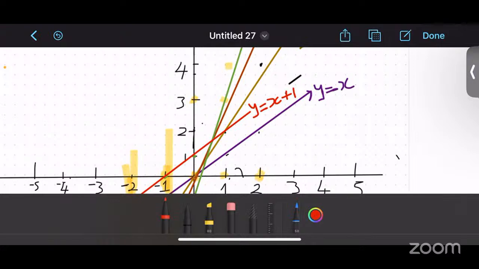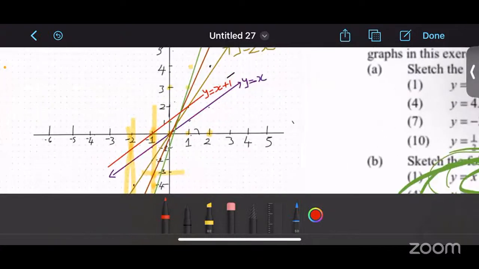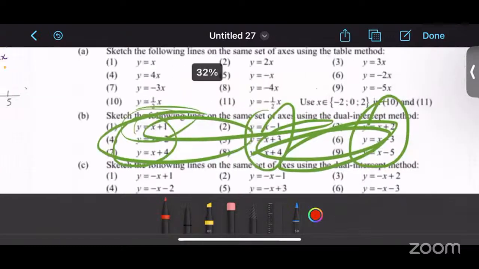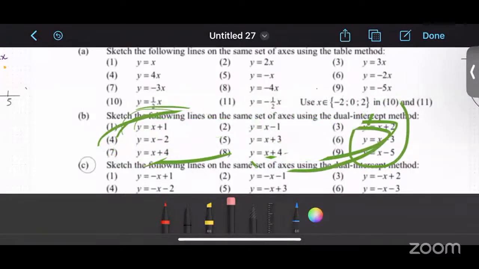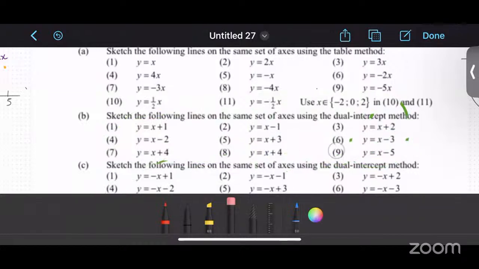Yes, ma'am, I see. Okay, and do we have any question on that? No, ma'am. I think the dual intercept method is quite simple. I think this one doesn't need you to do a lot of things. Basically, you're just trying to get the y-intercept and the x-intercept, and after that, you plot them on the graph, connect the two dots, name your graph, and then you're done. I don't think there's a lot of work here, but let's look at another one.